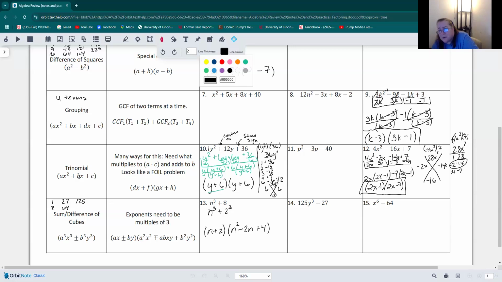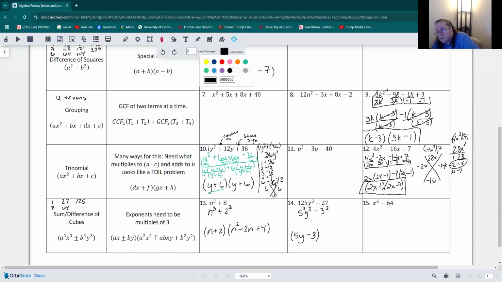So if we look at 14, we have 125, which is a perfect cube. This is 5 cubed. And then I have a y cubed. Minus 27 is 3 cubed. So I do have everything is a perfect cube. All my exponents would be 3. They could have been 6s, that kind of stuff as well, but that's what I have. So my first parenthesis is what's cubed, so I have a 5y. This time I have a minus sign, and then I have a 3. So 5y minus 3, each part was cubed.